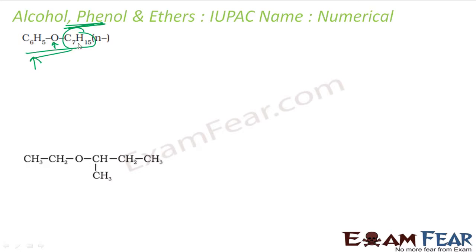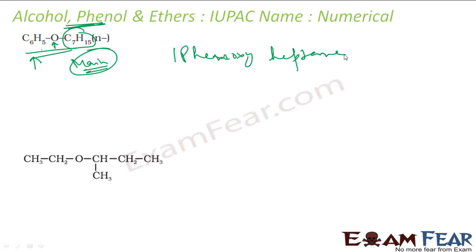Correct? Please note this has 7. This has 6 carbon. This is my main. This is my primary part, right? This is the main one. So at 1 I have a phenoxy group attached. So it will be 1-phenoxy and then 7 carbon. So it's heptane. Please note it is not 1-heptane or heptanoxyphenol. We should not take this as primary. This has to be primary because it has 7 carbon.